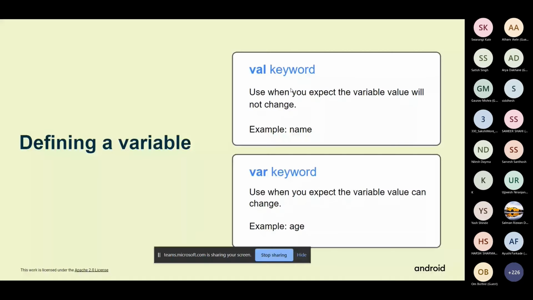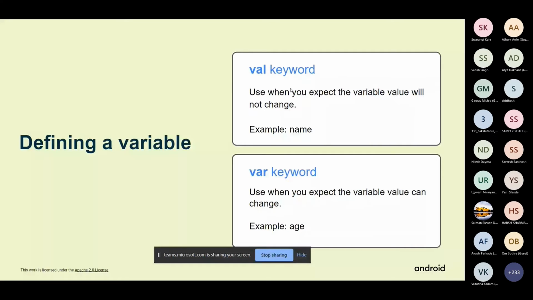So moving on, defining a variable. So what is the val keyword and the var keyword? So val will be used when you expect the variable value will not change, which will be constant. For example, name. So name doesn't change during the time span, or some constant things which are not going to change in future.